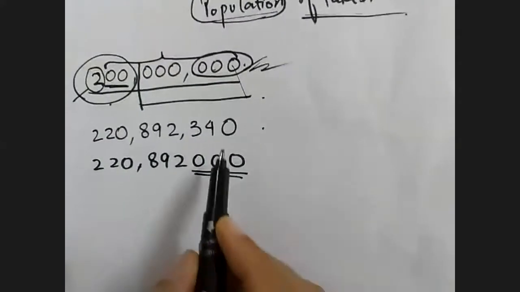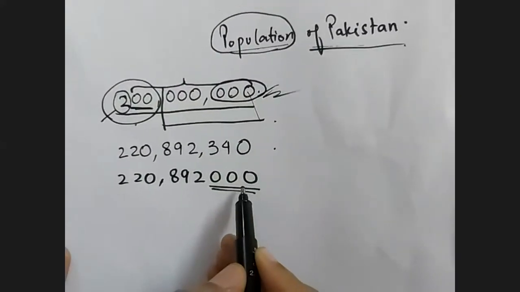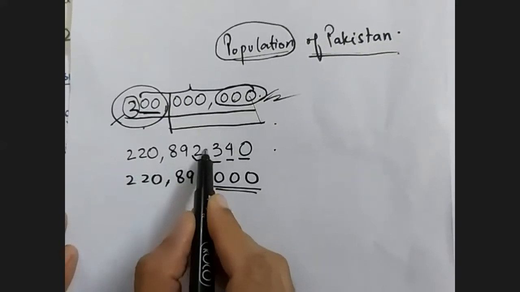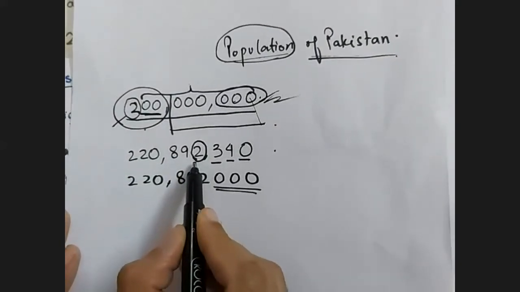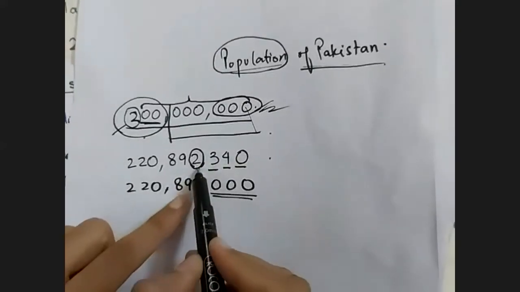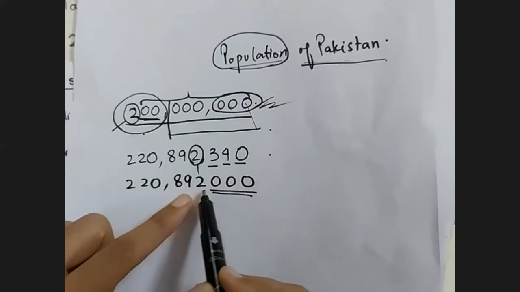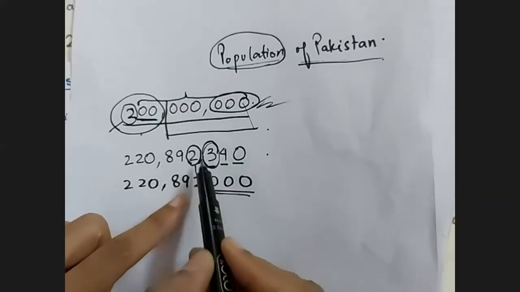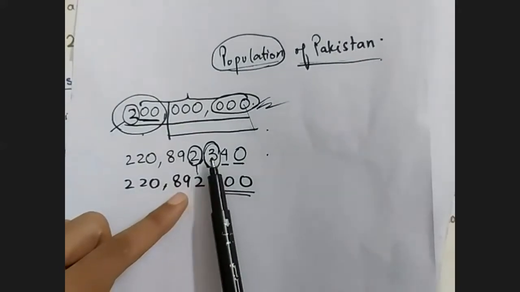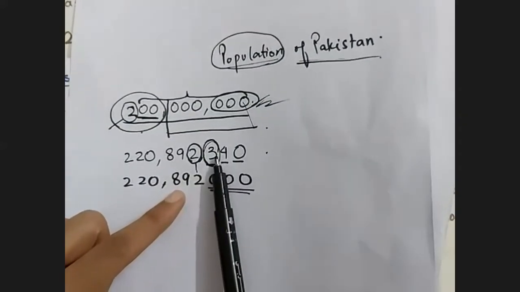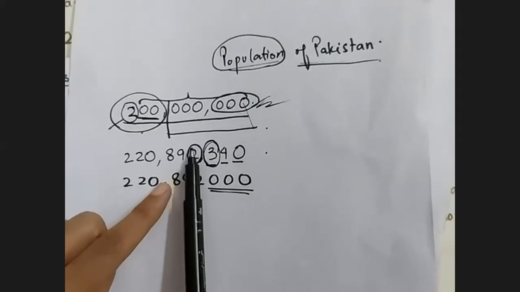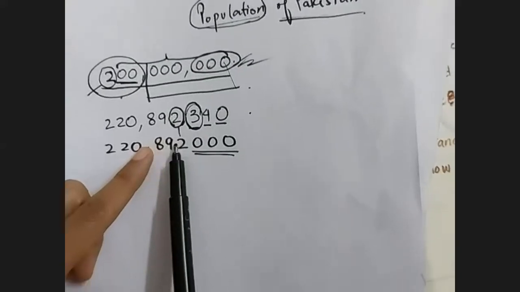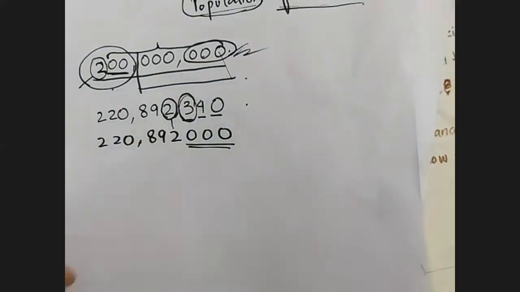If I'm rounding it off to the nearest 1,000, that means I should have three zeros. So I will go back three digits and look at the digit before the third one, and that should be my last digit. But before rounding off, I have to check the digit which is right next to the last digit. If it is greater than or equal to 5, the last digit will go up by 1. And if it is less than 5, the last digit stays as it is. This is rounding, okay? I hope you know that already.